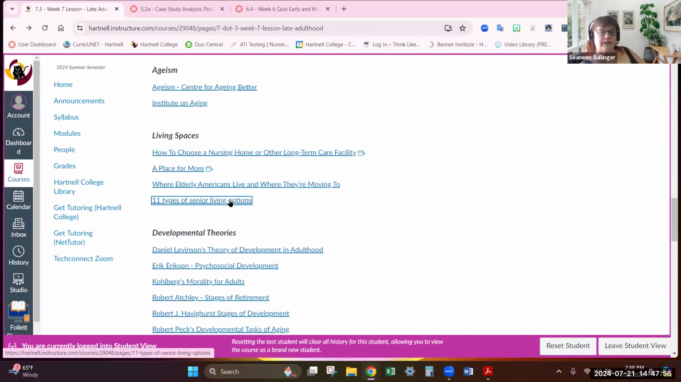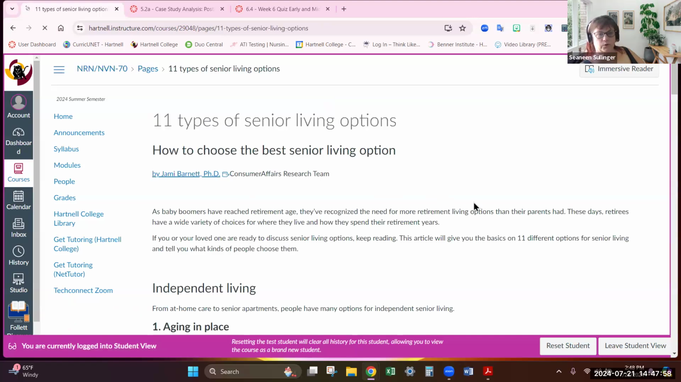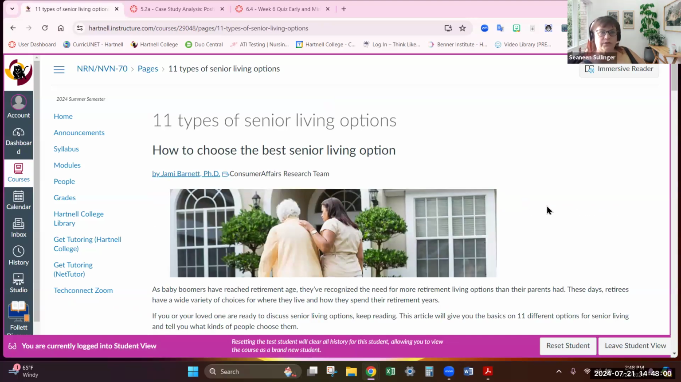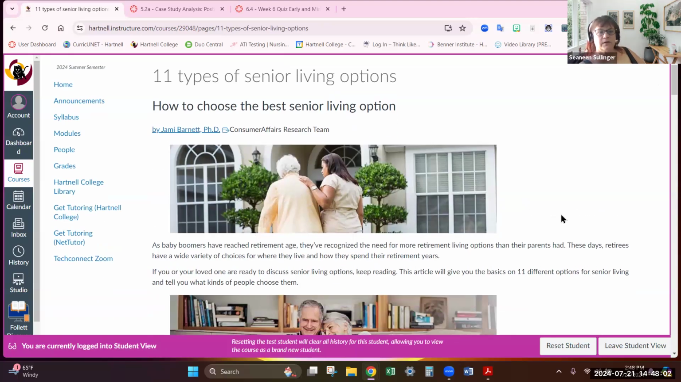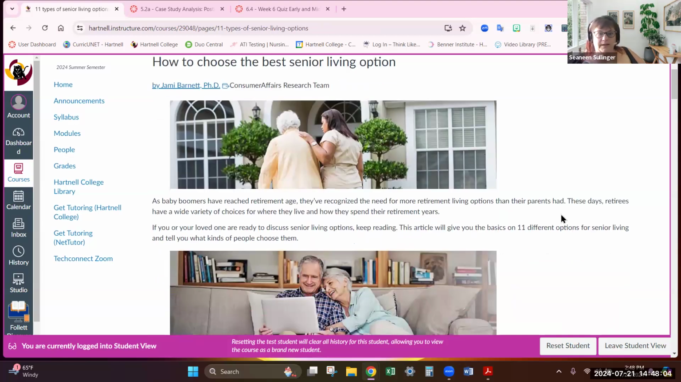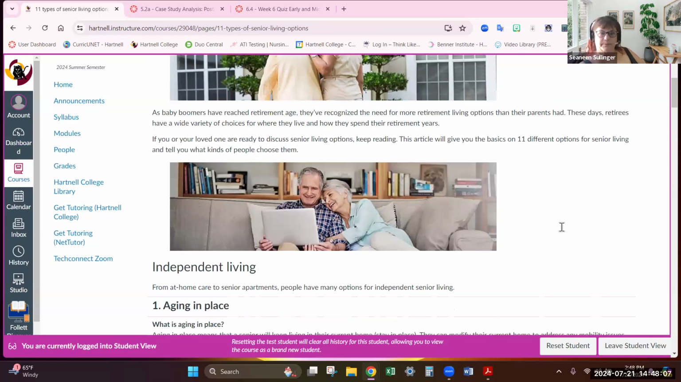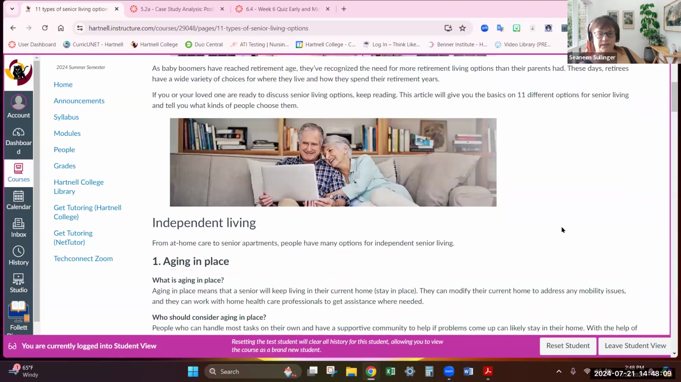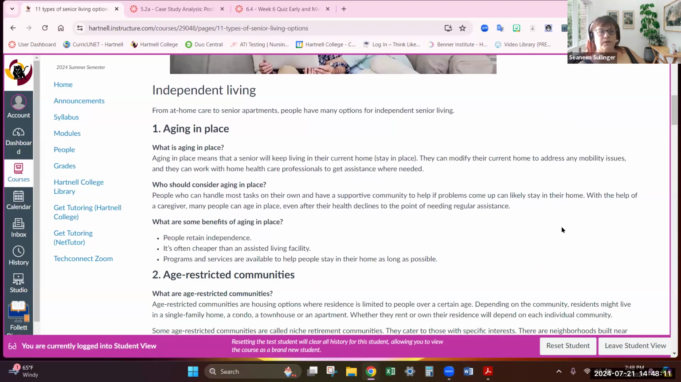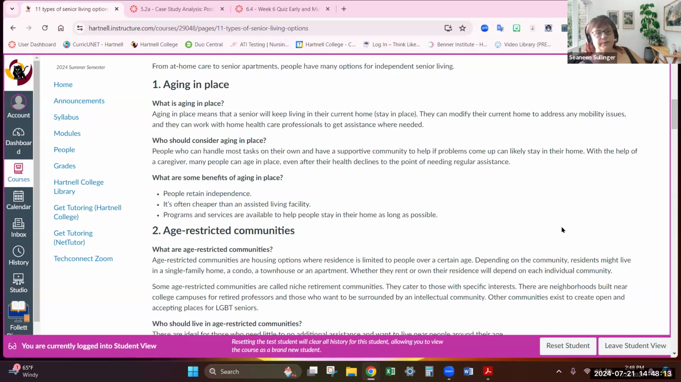And then different types of senior living options. If you're older or somebody comes to you and wants to know about options of places to live, these are just a few different ideas for people looking for some place to live. You can age in place, you can stay where you are. There are age-restricted communities. Sometimes you have to be 55 years or older to live in these particular communities.